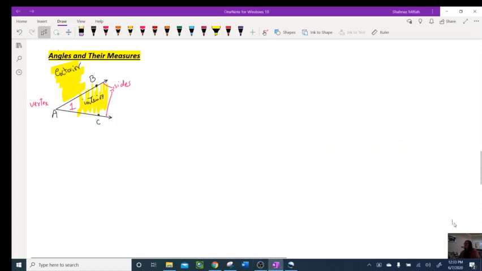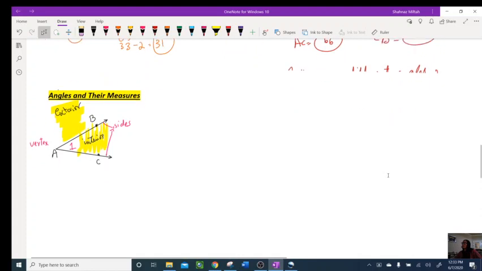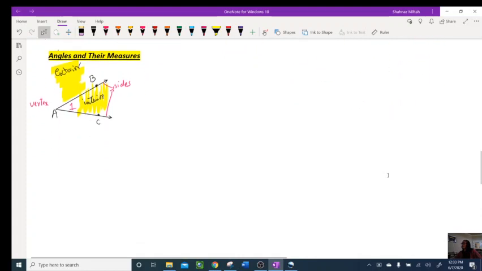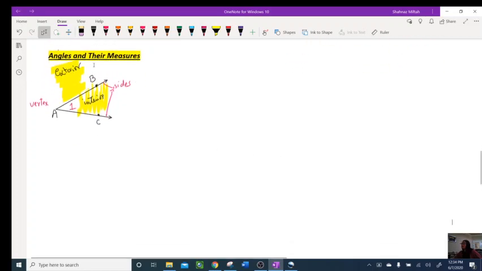Hello everybody, let's talk today about angles and their measures. We will be talking about the angle addition postulate and also how to use algebra to find angle measurements and all that good stuff. Okay, what is an angle? You can tell up here this is an angle.